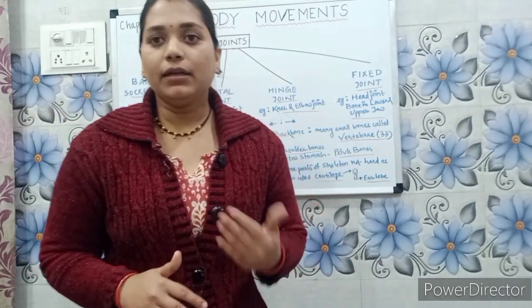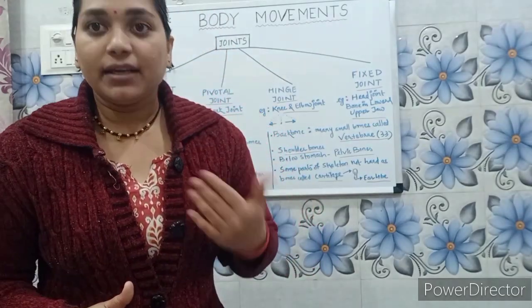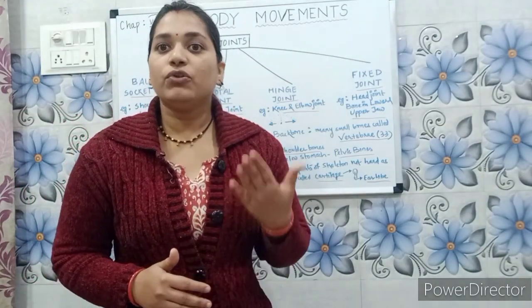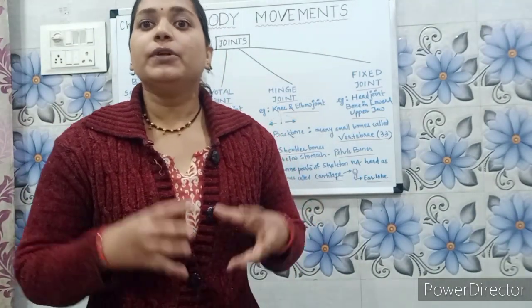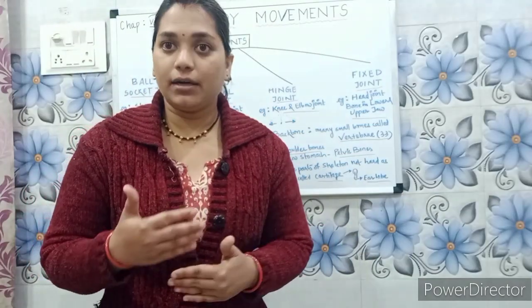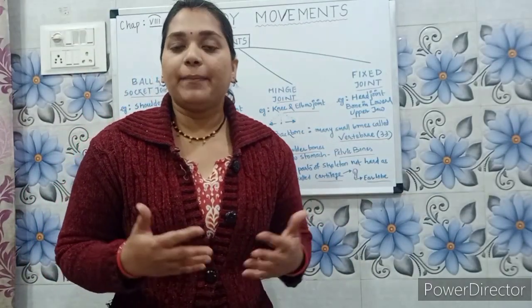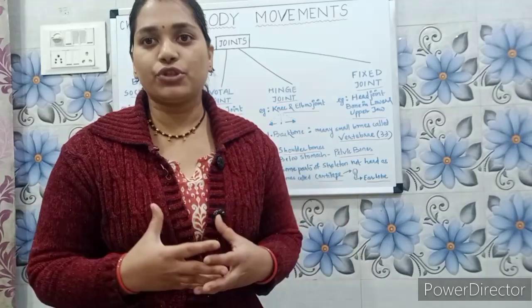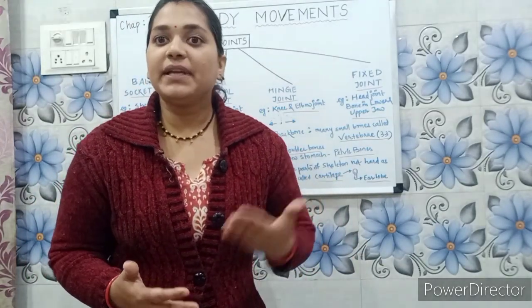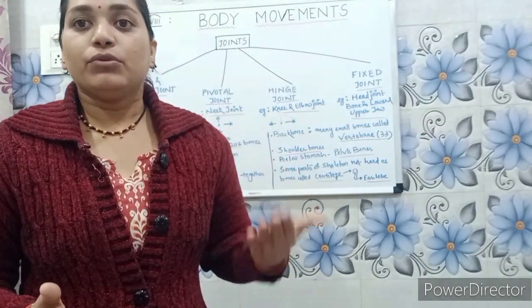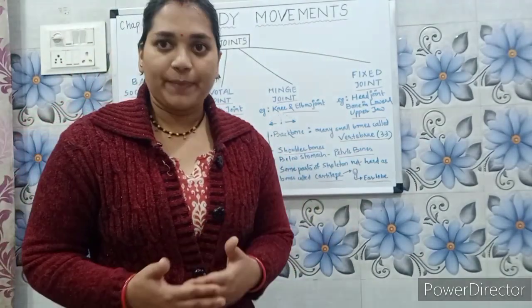But later on, as an adult, we have 206 bones, because of fusion of several bones. As adults, some small bones are fused together to form larger bones, and the number is reduced to 206 from 305.